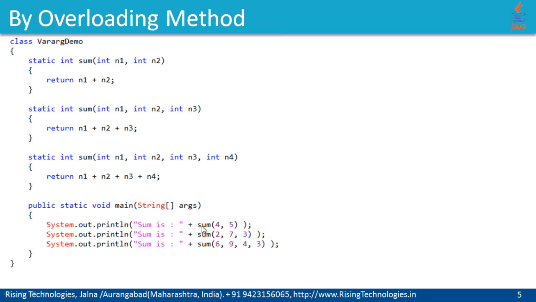So we know that the compiler is going to invoke the version of the sum method that takes two integers as parameters. This 4 will be passed into n1, this 5 will be passed into n2, and this method is going to return the addition of these two numbers, and that addition will be concatenated to the string and it will print sum is, and that may be 9. So this is how we can create overloaded versions of a method, and while calling these methods we can pass a different number of arguments.